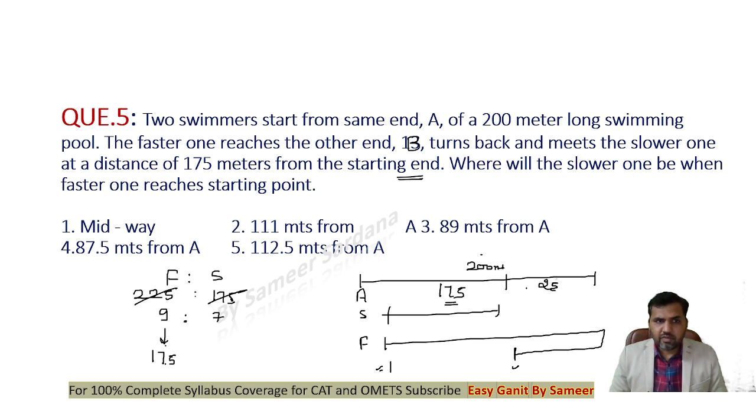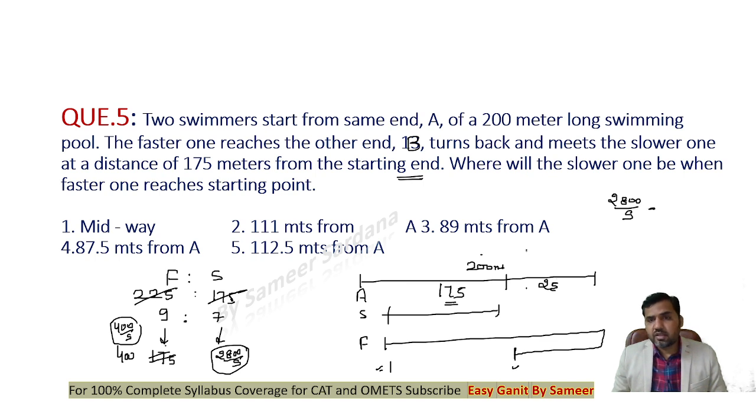Where will the slower one be when the faster one reaches the starting point? By the time the faster one reaches the starting point, the total distance traveled will be 200 plus 200, that is 400, which is 400 by 9. So that means by that time this person will have traveled 2800 by 9 distance. Now out of that 2800 by 9 distance, the slower one has traveled 200 meter towards B. So the rest of the distance is 1000 by 9, and this 1000 by 9 distance is traveled in this direction.